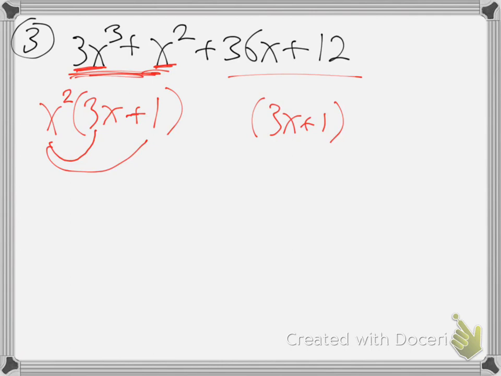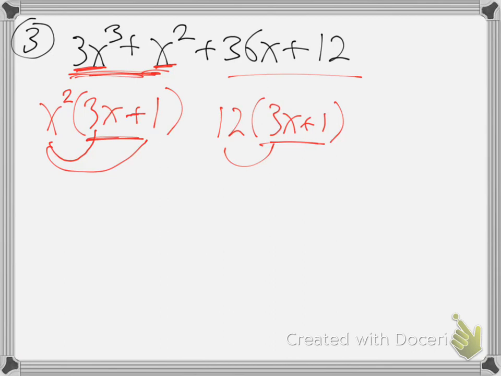So when you've got four terms, which will be on the test next Tuesday, first two, last two. First two, take out what they both have, x squared. Put inside whatever works. And then the last two, it's going to be the same parenthesis. It always is. And so what do I put in front to make that work?